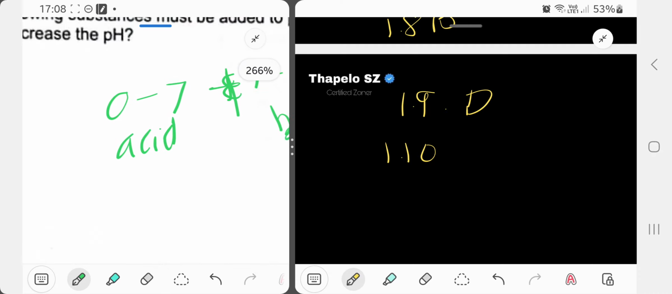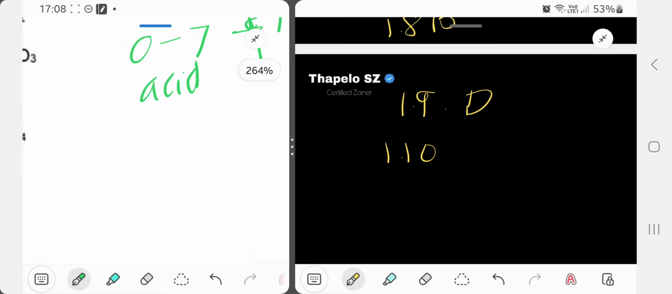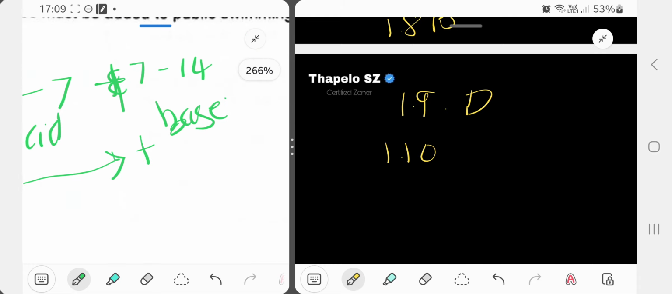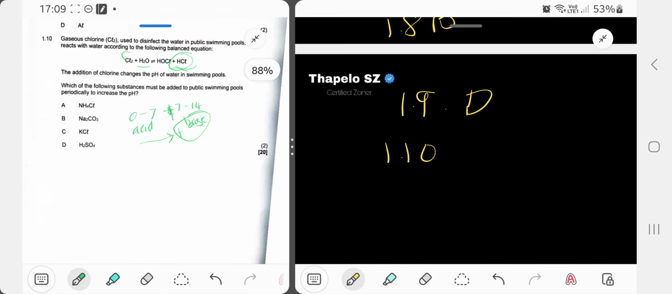We need to understand that this thing already is a strong acid, so it has a very low pH. Now we want to increase the pH. The only way we can increase the pH, I believe, is by adding a base. If we add a base, the pH may increase. So let's look for a base here, I'd assume.